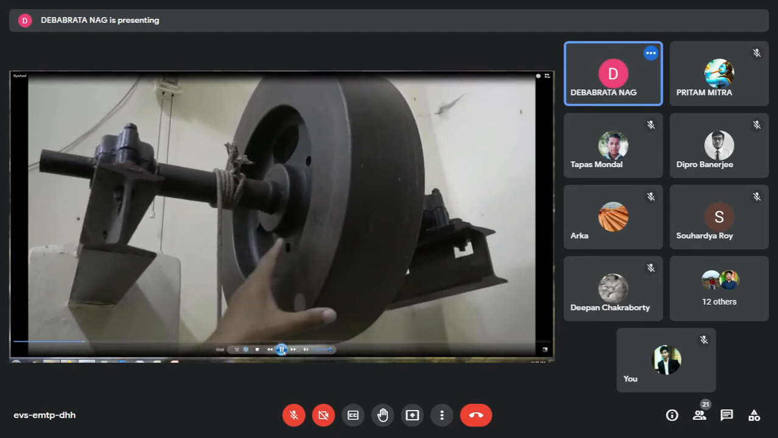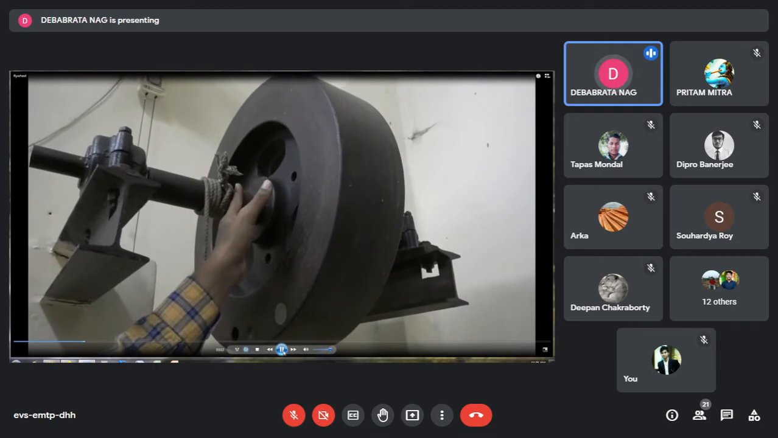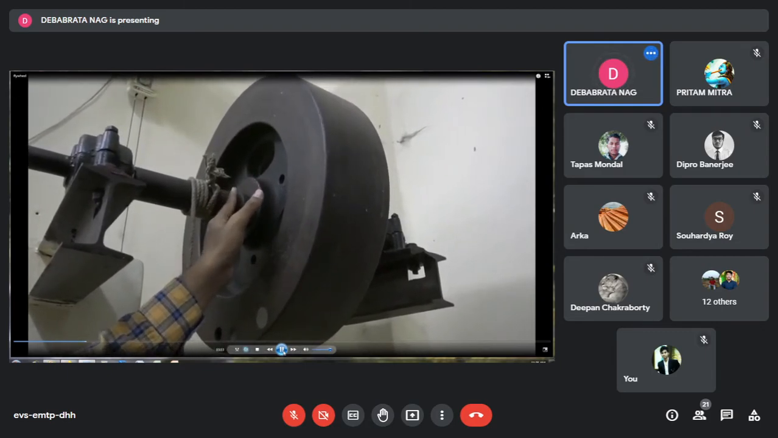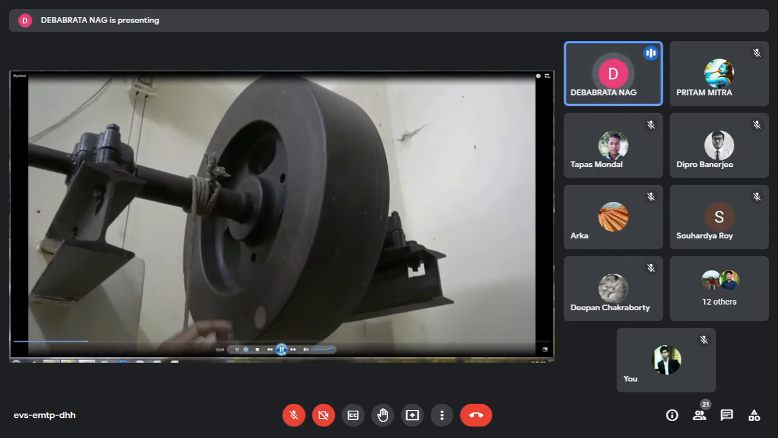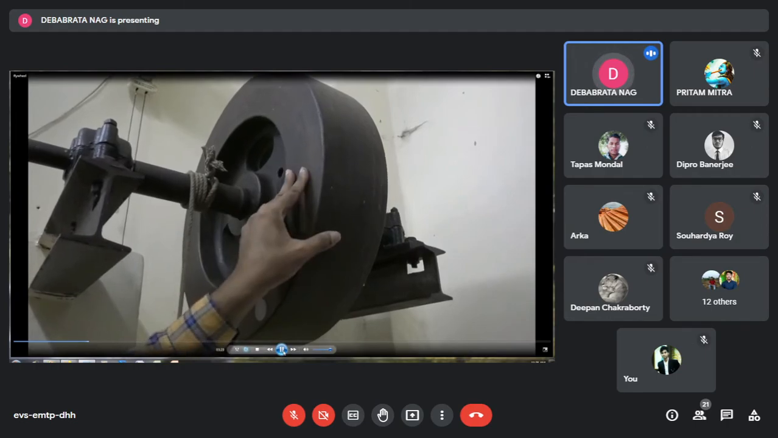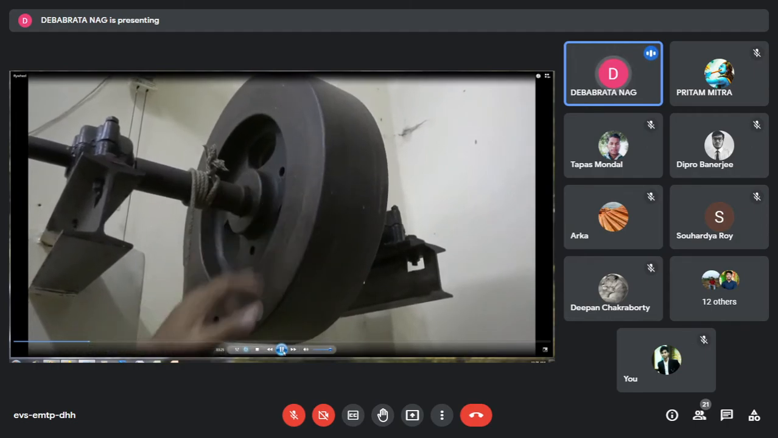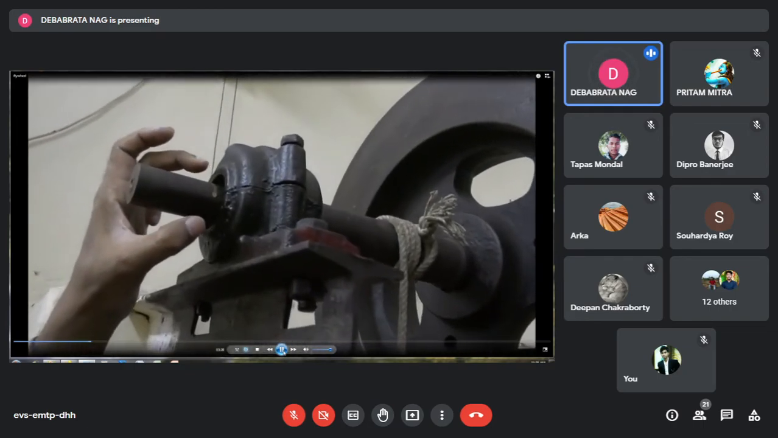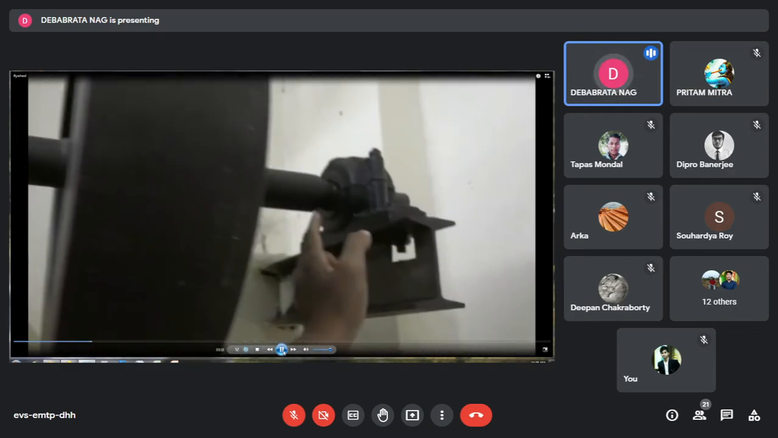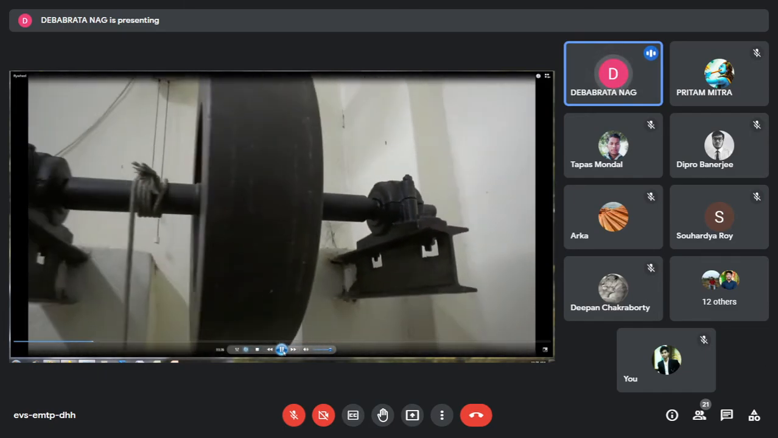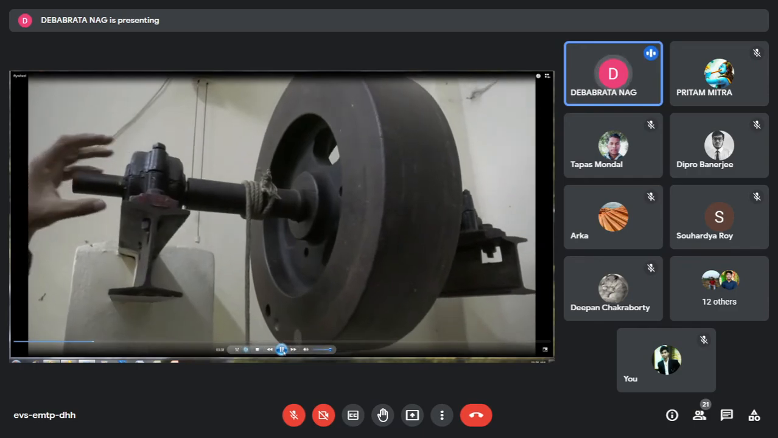Now regarding this shaft, its diameter is given, it is 2 inches, 50.8 millimeters. And how is this shaft supported, because we need to rotate this shaft-flywheel system. So this shaft is supported on 2 sets of bearings. There is 1 set of ball bearing here, and another set of ball bearing here. Now, how are these ball bearings mounted? These ball bearings are mounted on these blocks.